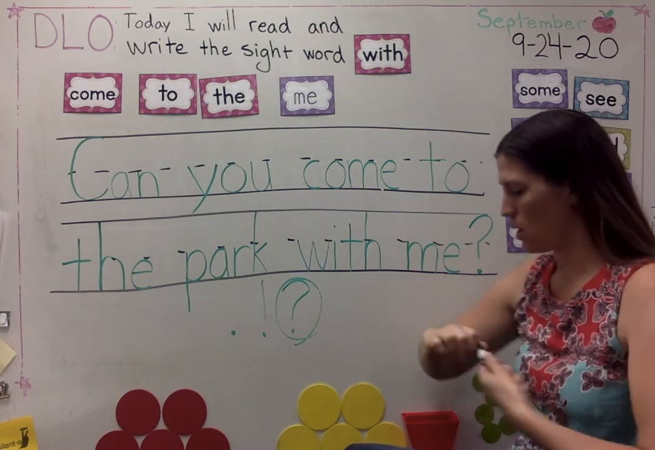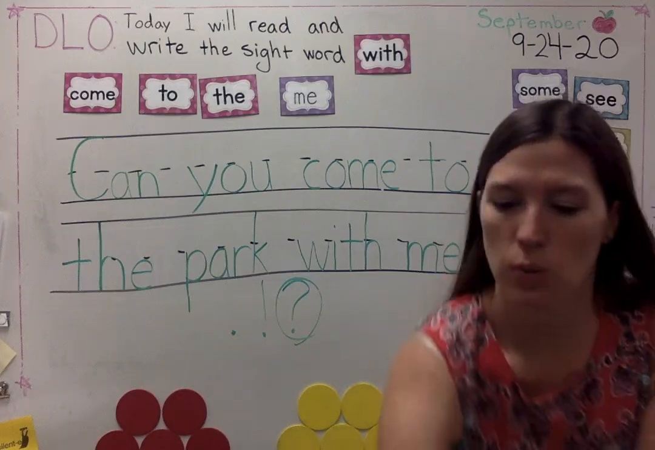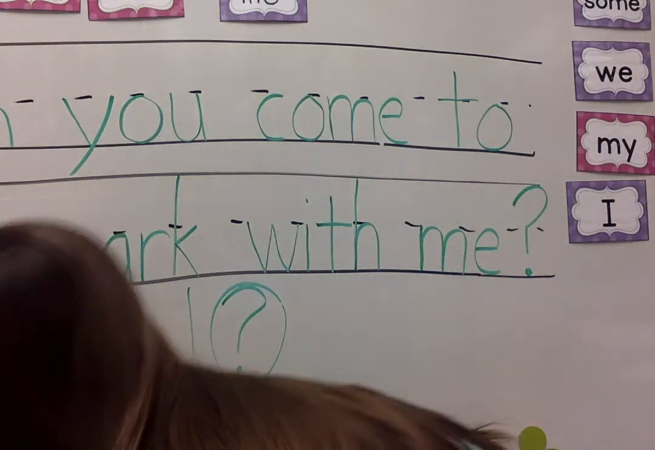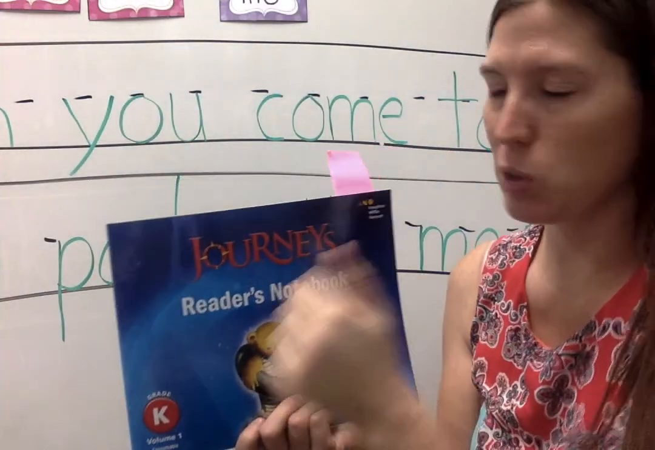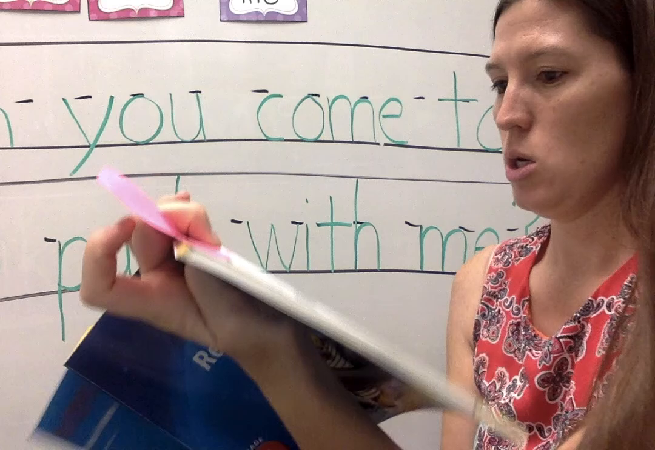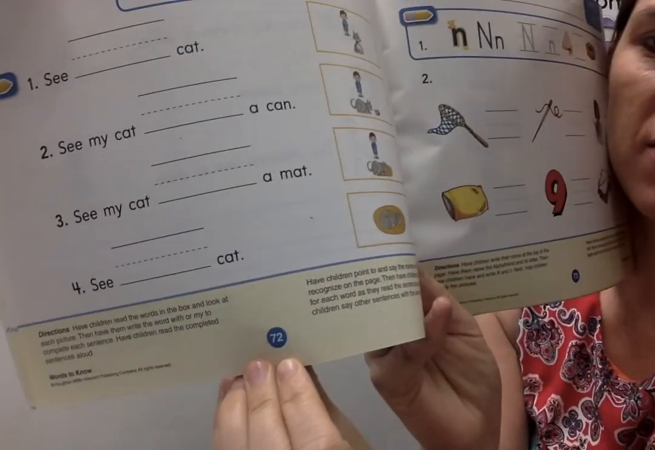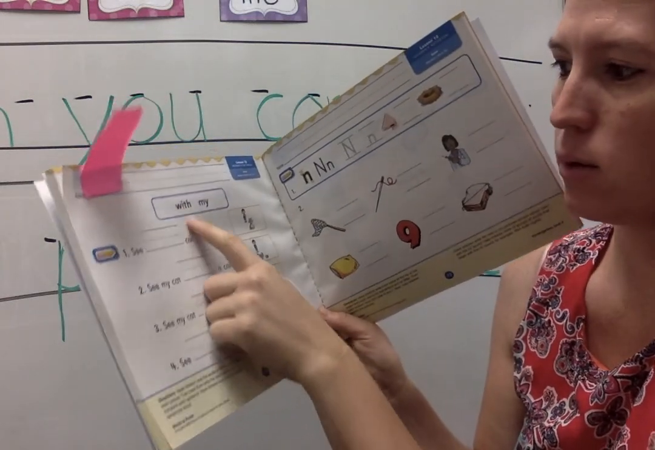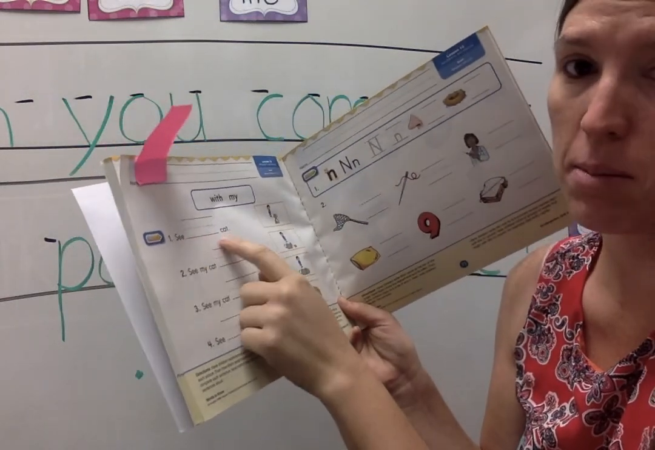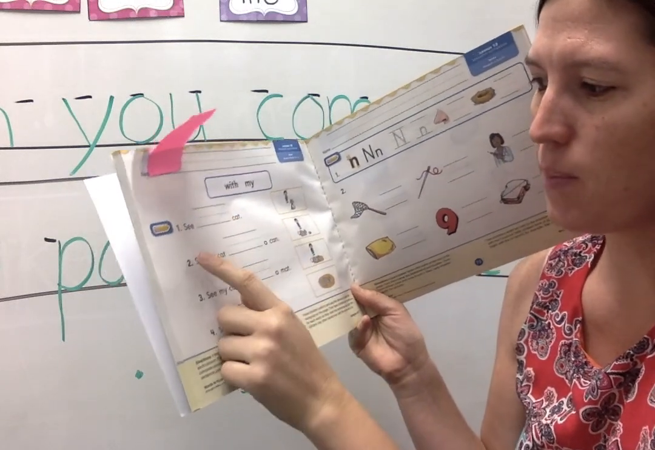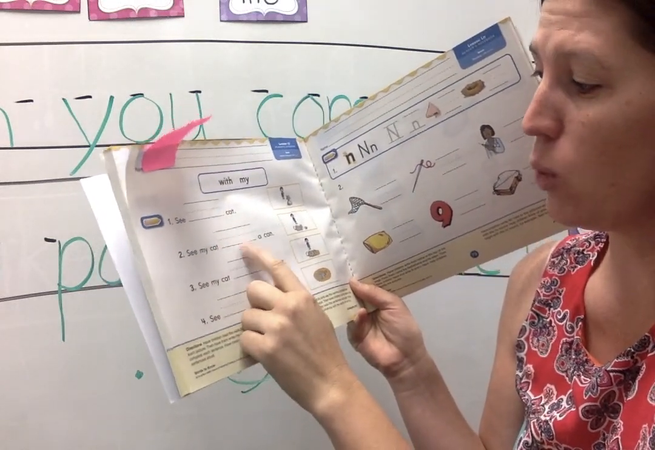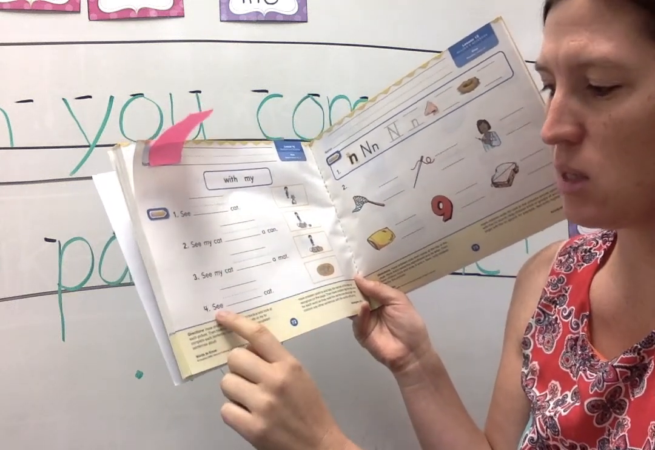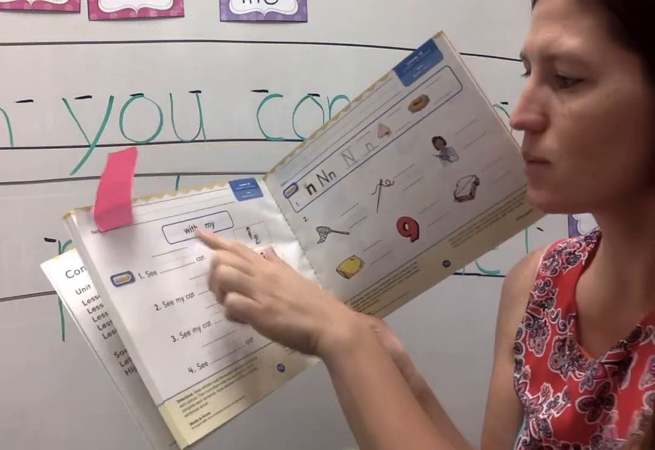Nice work. Okay, now I'm going to scoot you in so you can see how to do our worksheet. I'll show you the easy part first. In your Journeys Reader's Notebook, you will turn to page 72 and fill in the blank. See blank cat. What makes sense? See with cat or see my cat? See my cat. See my cat with a can. See my cat with a mat. See my cat. So you have to fill it in.